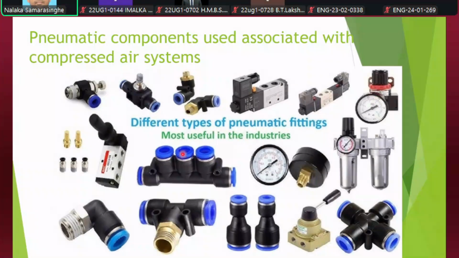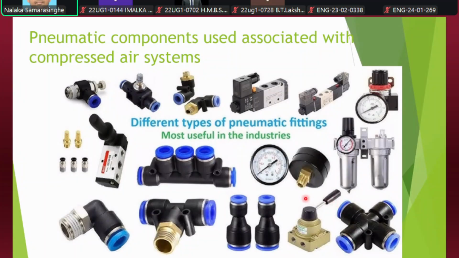Okay? So this is what we call a header. In case you need to supply compressed air to three separate devices, then we have to use this fitting. And we have another FRL unit like that. There are different kinds of fittings used in various types of applications.